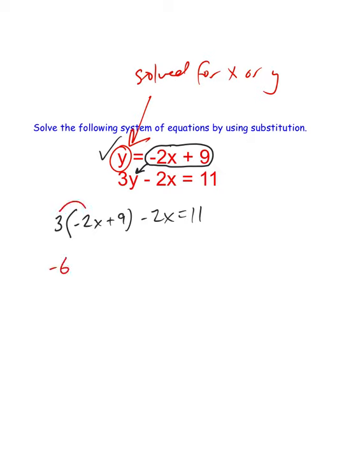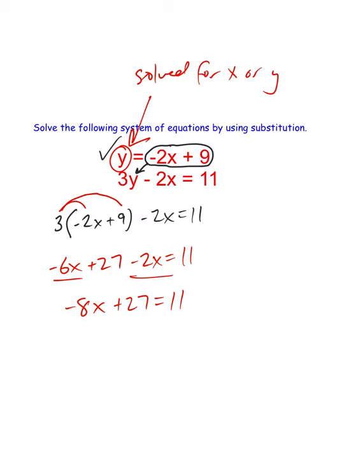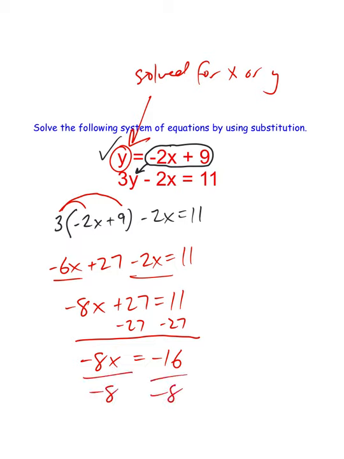We have to distribute. So we've got negative 6x plus 27 minus 2x equals 11. Okay. Negative 6x and negative 2x means we've got negative 8x plus 27 equals 11. We subtract the 27 from both sides, so hopefully this is review for you from our first unit. And then 11 minus 27 is a negative 16, because again, we're subtracting more than we have, so we go into the negatives. And we divide both sides by a negative 8, so x equals 2.